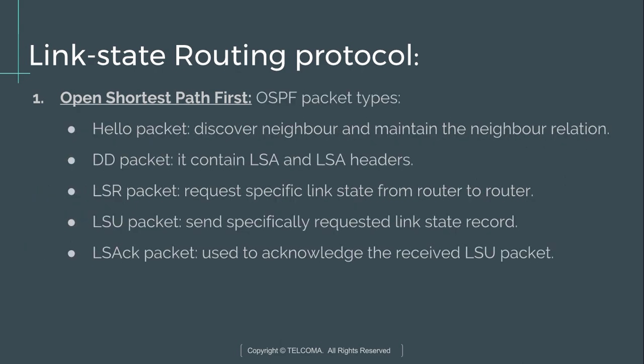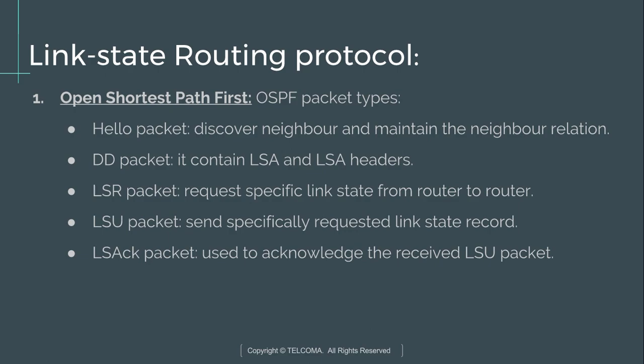The next is the types of packets used in OSPF. So the first packet is the hello packet. This is used to discover the neighboring routers and maintain the relations with the neighboring routers. Then is DD, that is the database description. It is used to describe the link state databases and it contains LSAs, that is link state advertisement headers. Whereas LSR packet, that is link state request, is used to request specific link state from router to router. It is used to download the database that is sent by the DD packets.